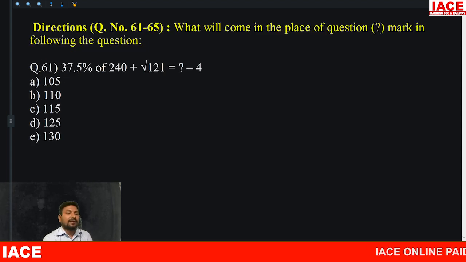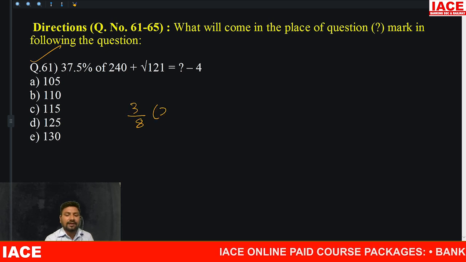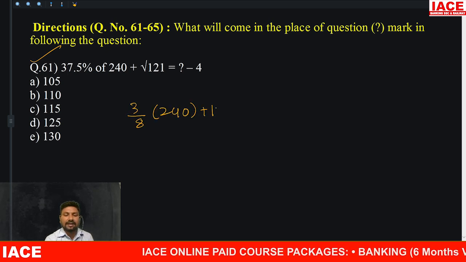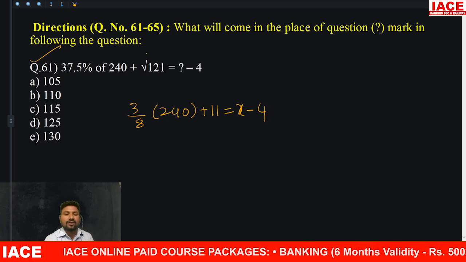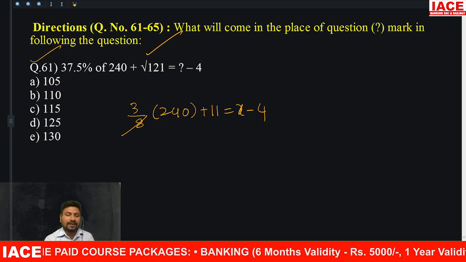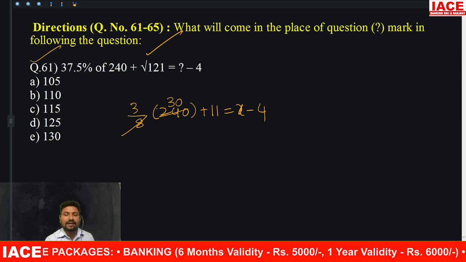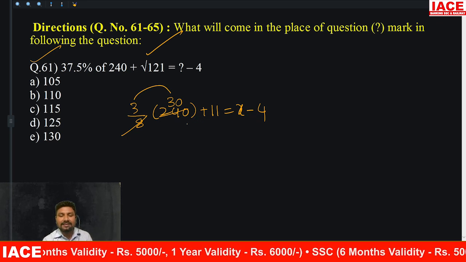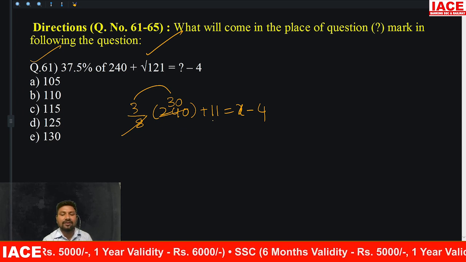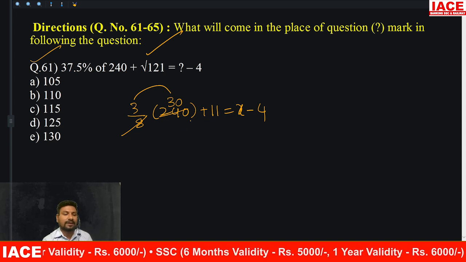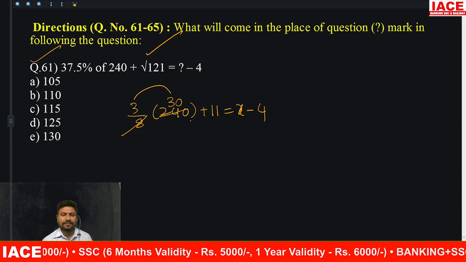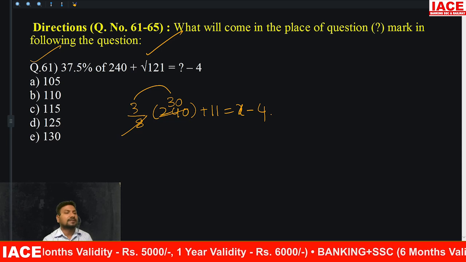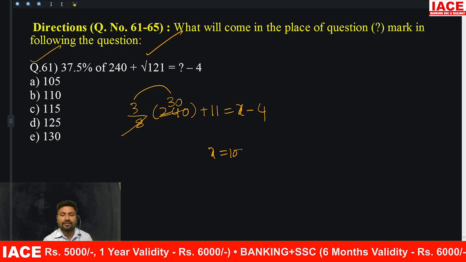Here 37.5, it is a simplification. 37.5% is equal to 3 by 8. 3 by 8 of 240 plus root of 121 value 11 equal to x minus 4. 8 to 240, how many times? 30 times. 3 30s are 90, 90 plus 11 value is 101. 101 minus 4 equal to what? Is it right? Yeah. So 101 plus 4, the value is 105.